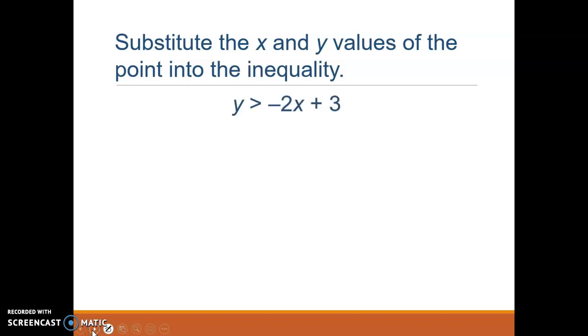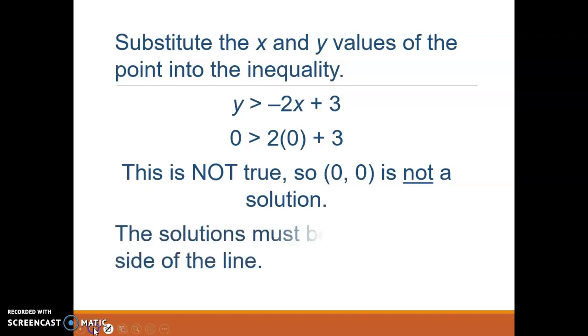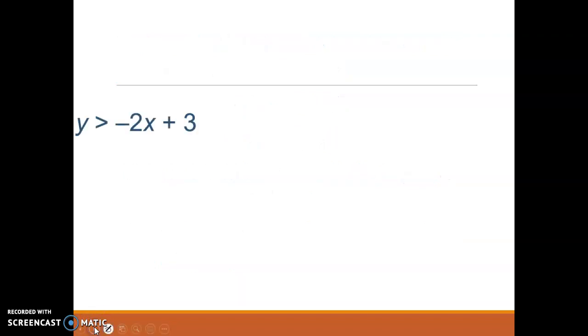If we substitute 0, 0 into our original inequality, we get that 0 is greater than 3. That's not true, so 0, 0 is not one of our solutions. So we wouldn't want to shade wherever 0, 0 is. The solutions then must be on the other side of the line, not on 0, 0.